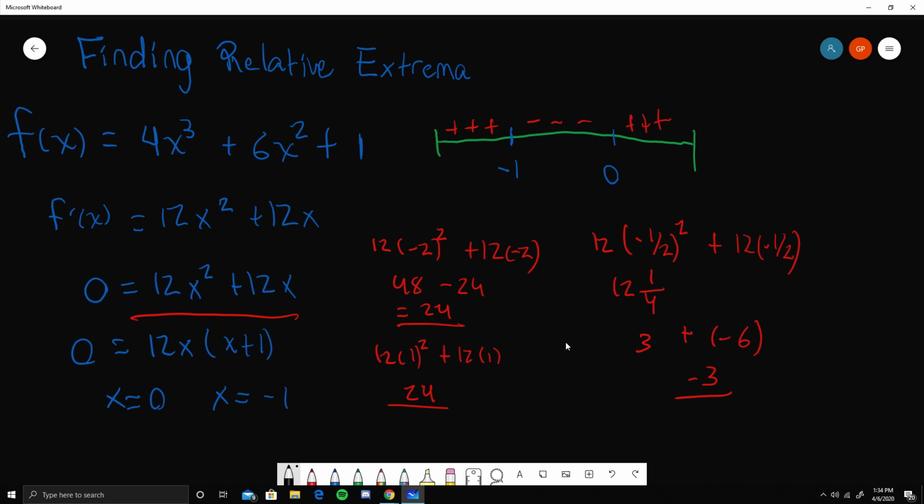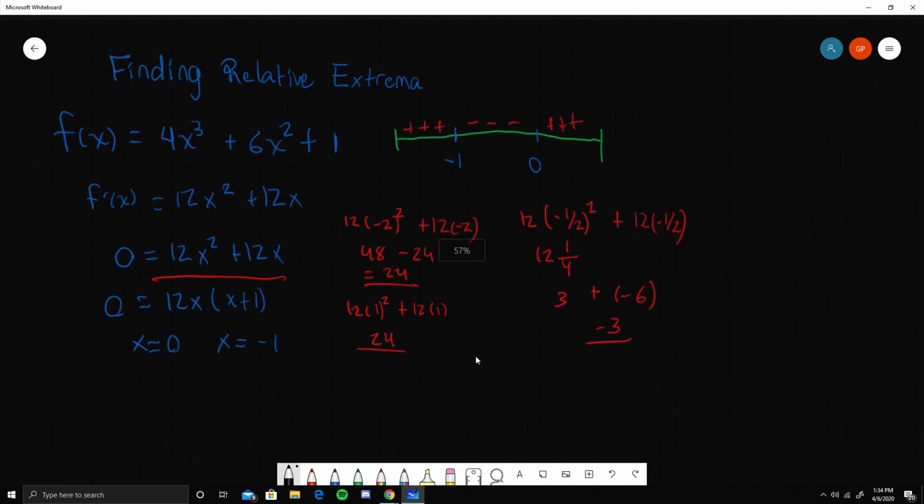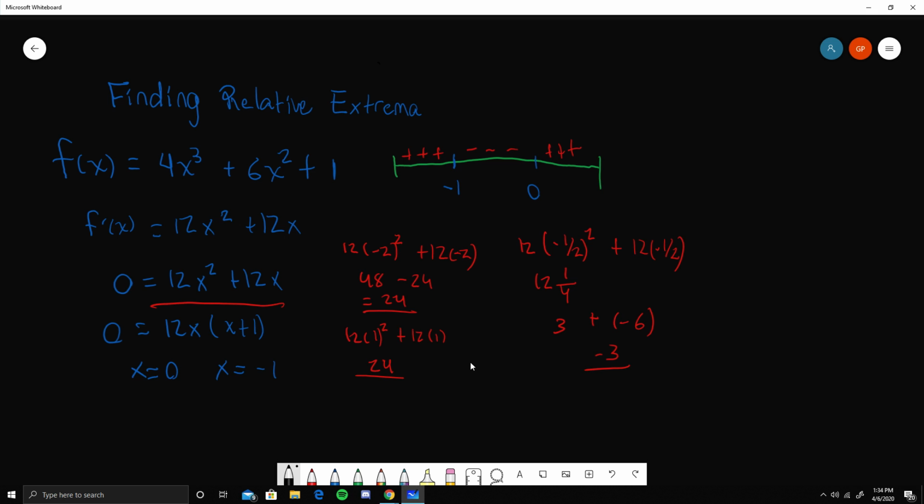Now determining the relative extrema from here is fairly simple. All we have to do is analyze the data we've collected. The points before negative 1 are positive, which means the function is going up, and then after negative 1 it starts to go down. So I know that at negative 1 there is a relative maximum. Before 0, the function is decreasing and then it starts to go up, so at 0 there's a relative minimum.